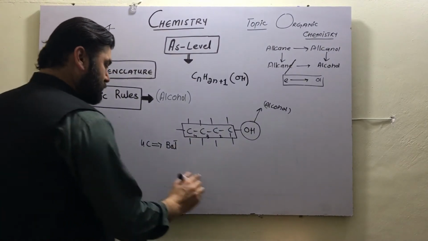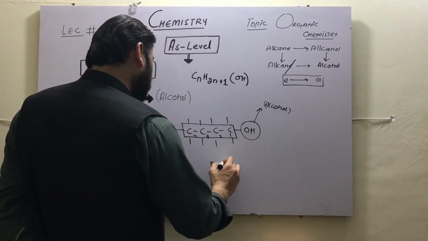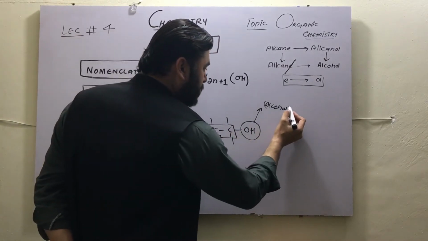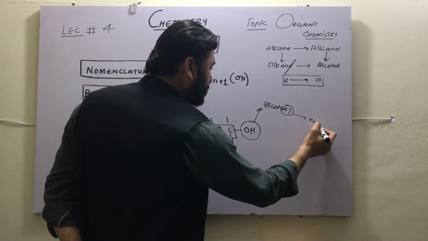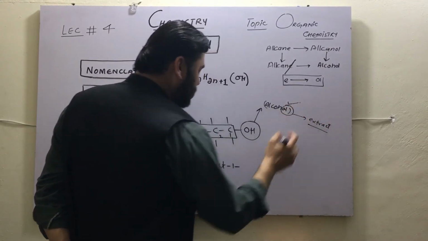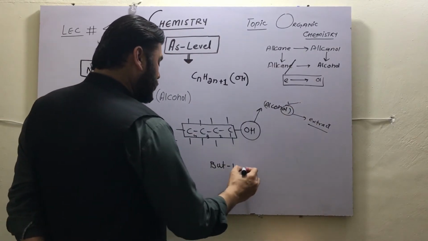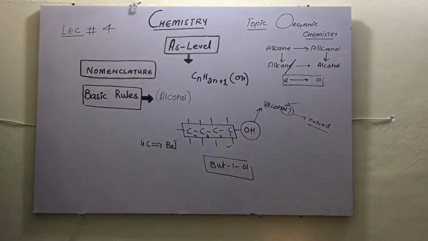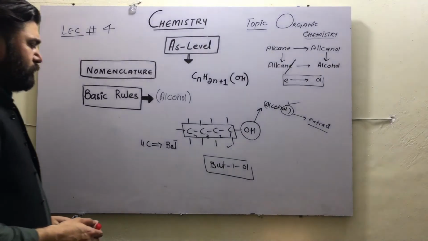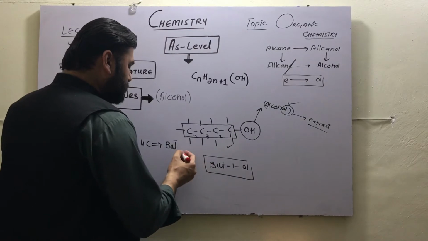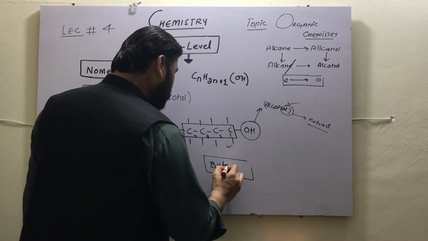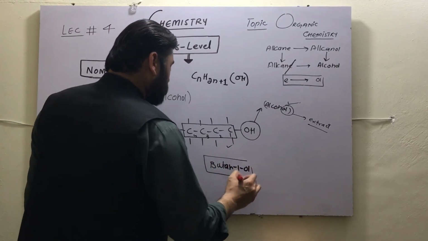So what will be the name? But means 4 carbons are there. But, 1, and whenever this OH is attached, we extract the last 2 letters and add OL. Butan-1-ol is the name. And one more thing: some students say that whenever there is a single bond, we can say butane. Yes, that is also important. You can write butane-1-ol. That is very important. Butane-1-ol is also the correct one.